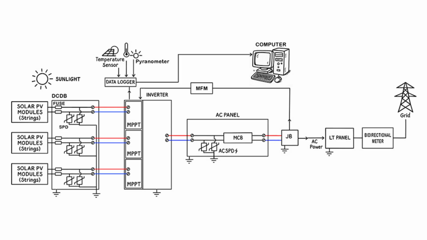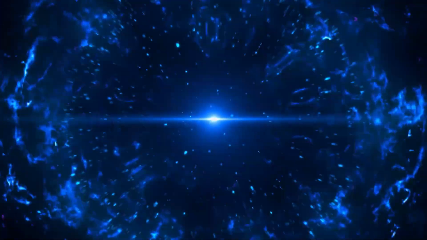Earthing is provided for all major equipment. The DCDB, inverter, ACDB, surge protection devices, and module structure are properly earthed. Earthing protects both equipment and human life. So the complete power flow is sunlight to solar panels, then DCDB, inverter, AC panel, LT panel, energy meter, and finally the grid.